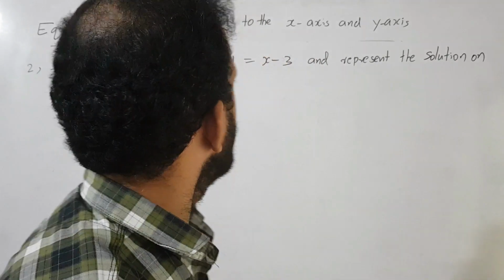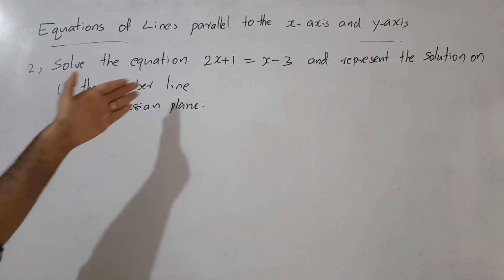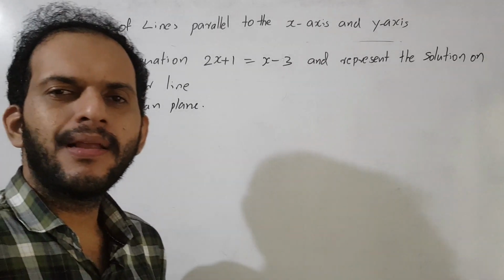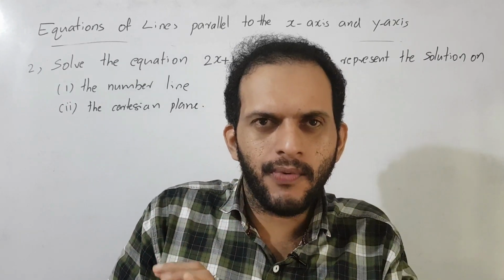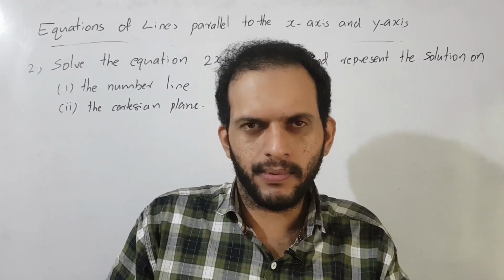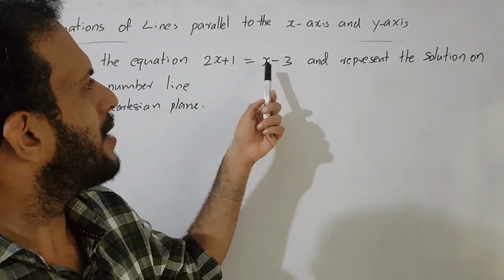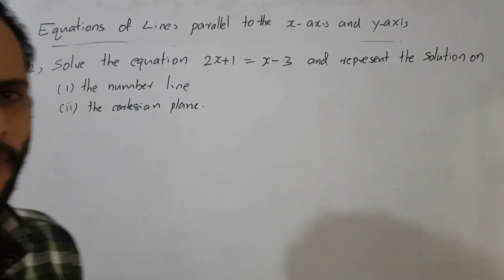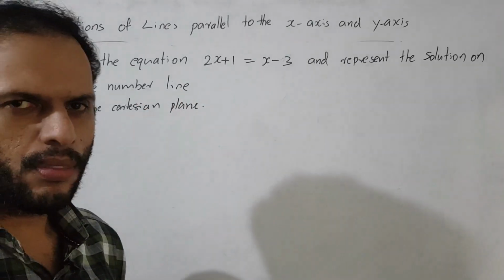The question is like this. Solve the equation 2x plus 1 is equal to x minus 3 and represent the solution on the number line and on the Cartesian plane. Okay, then here it is very clear, the equation is not given in the form of x is equal to a form or y is equal to a form, correct? The equation is given like this, 2x plus 1 is equal to x minus 3, and it is already given to solve. Find the value of x or y, because the variable we are using here is x.